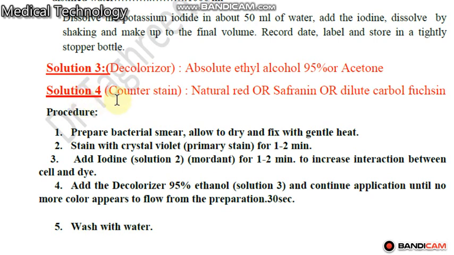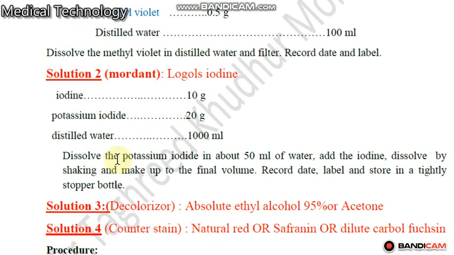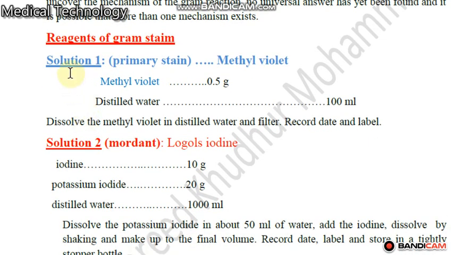Solution 4 is called the counter stain or secondary stain. The color of the counter stain is red, so we can use neutral red or safranin or carbol fuchsin. So in a Gram stain we use 4 solutions or 4 reagents in 4 steps to stain the bacteria.